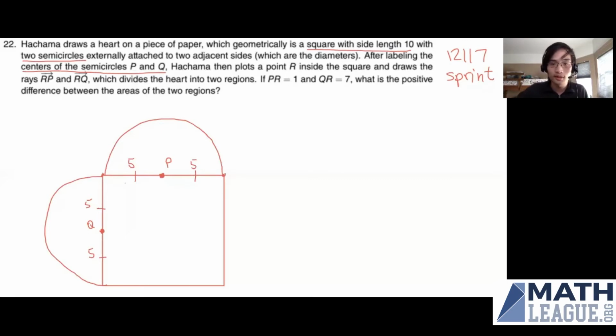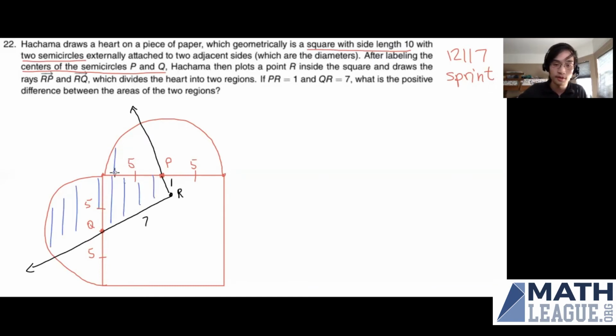Okay, finally, we want to plot the point R. So we'll put R here so that it looks like this segment is short with length 1, and this has length 7. And we extend the rays RP and RQ, and this splits the heart into two regions. Here's one of them, and the other one is the region outside, or to the right. So how do we find the positive difference between the areas of these two regions?